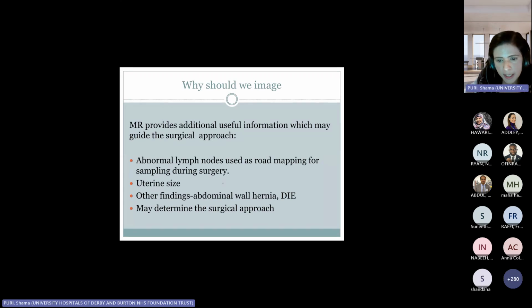In addition to this, MRI can be used for road mapping for abnormal lymph nodes. So we try to tell our surgeons very accurately where these nodes are, so none of them are missed. MRI also gives us a good indication of the uterine bulk and also can be helpful in showing other findings like abdominal wall hernias or deep infiltrative endometriosis. And with all these, you get good idea of what surgical approach will be better for the patient. Could it be open or laparoscopic?